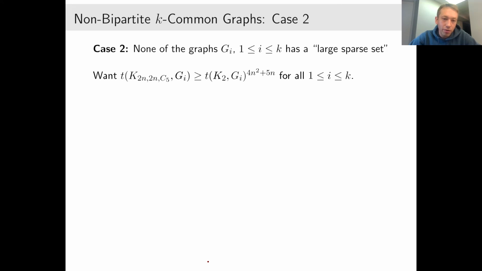Now, what we're going to do, well, we're not going to throw away any colors. We're going to try to find a large number of copies in every single color. So for every i from 1 to k, the number of copies we're trying to find is the appropriate number compared to the edge density of that graph. So the edge density raised, again, remember that this is the number of edges in this graph.